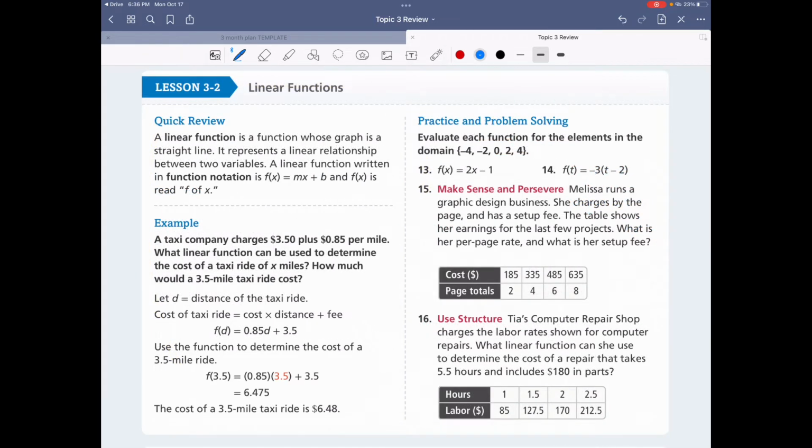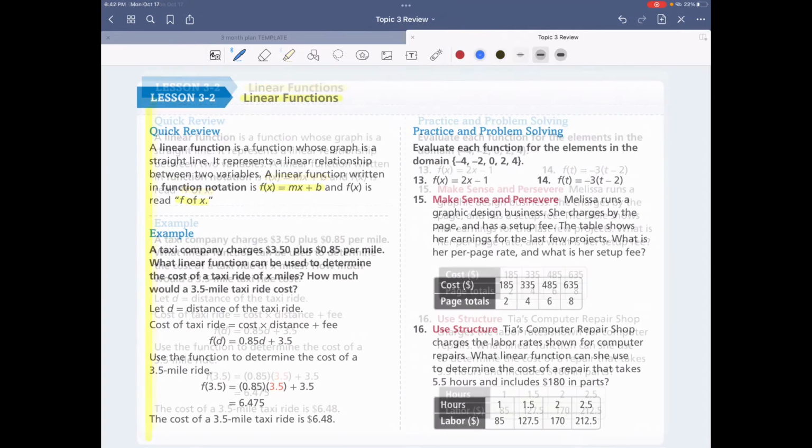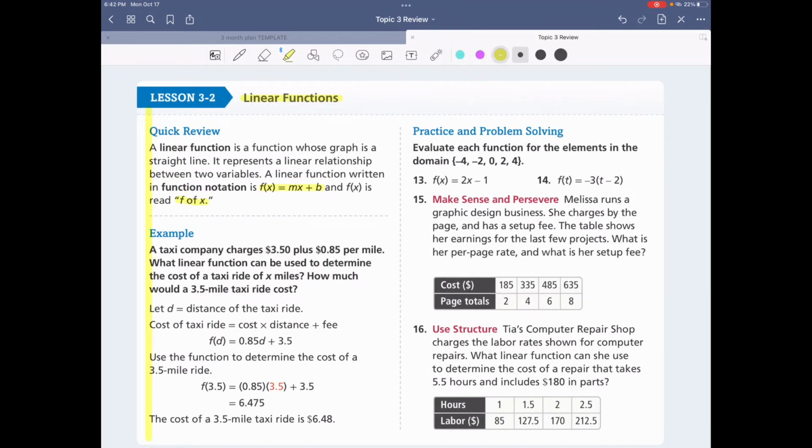All right, we're on to section 3-2, linear functions. And I think this is probably the hardest section because we have to go back to y equals mx plus b, but instead of y, we're using f of x. Okay, so f of x. I want you to read this part and study that as you review. For this section, we're going to do just number 15.